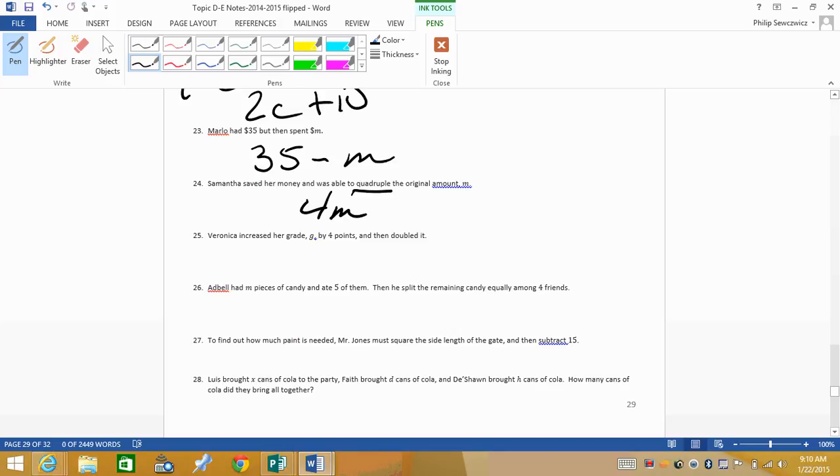Veronica increased her grade by 4 points and then doubled it. So notice we've got the pause that's in there. Notice also we've got the comma that's in there. So Veronica increased her grade, which is G. She increased it by 4 and then doubled it. So we do need to wrap it in parentheses and then times it by 2. You can write it out like this, G plus 4 in parentheses and then times it by 2.